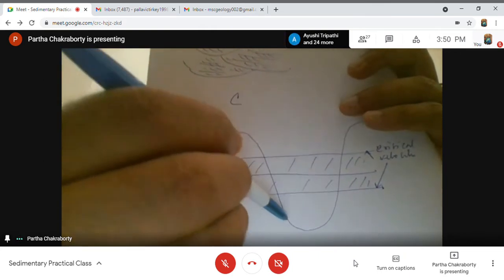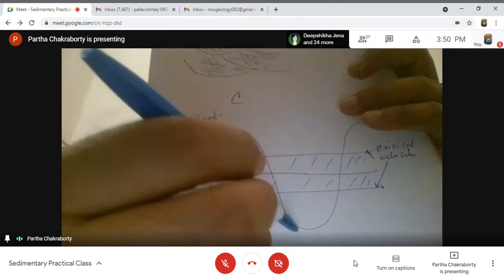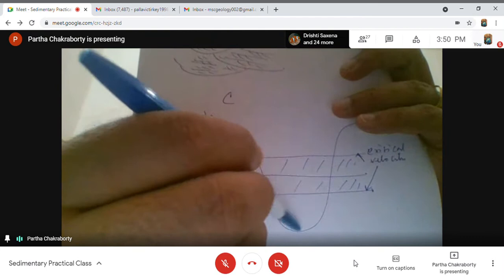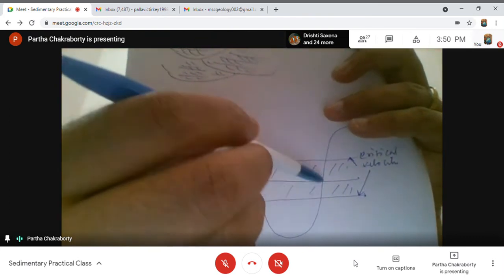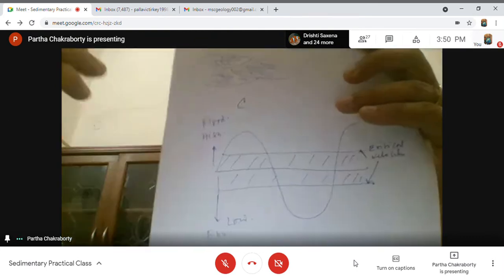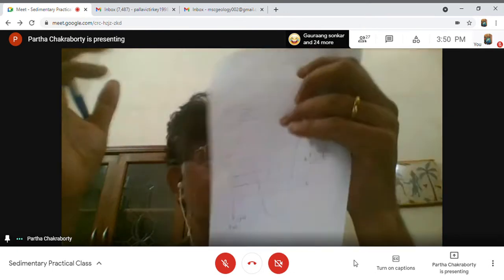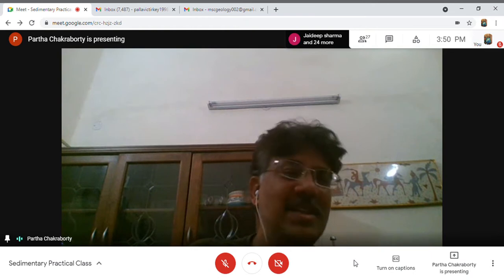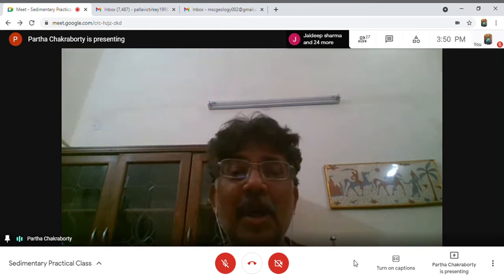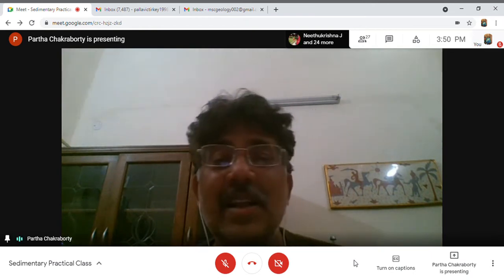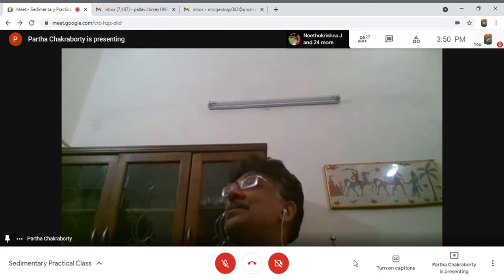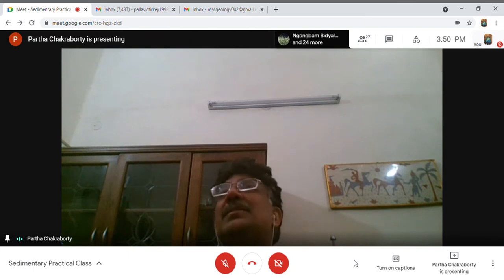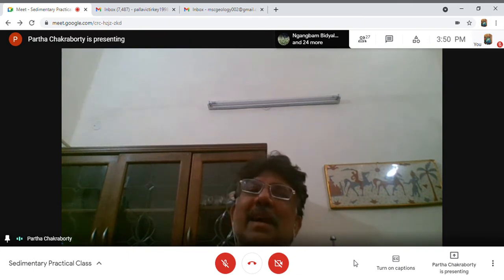Then again the velocity crosses the critical velocity, again there is sand movement in the form of troughs. Again there is mud and again there is sand. So a sand mud couplet is formed in the tide. This is a typical product of the unsteady nature of the tide and the unsteady character of the tidal flow, which basically forms this kind of sand mud couplet.